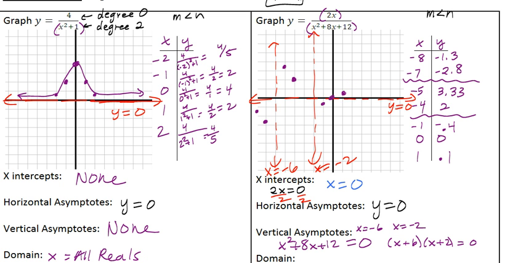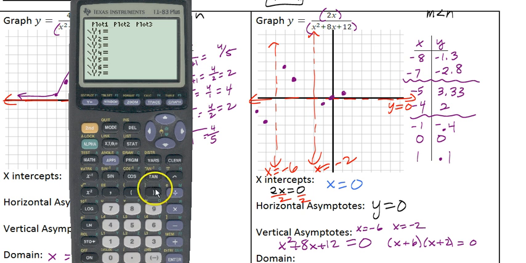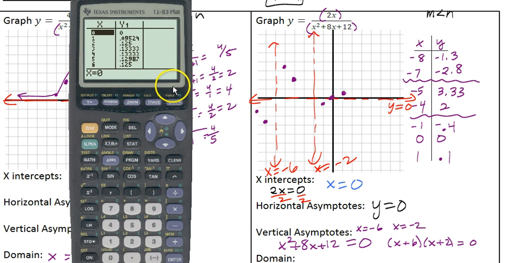Let me just show you really quick what I mean when I say to plug it in with parentheses. So here is me going ahead and plugging this into my calculator. If I look at my table of values, I should get the same things that I was saying earlier. And you can see I have error messages at my vertical asymptotes.